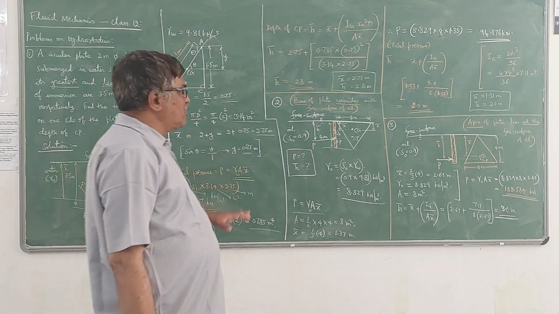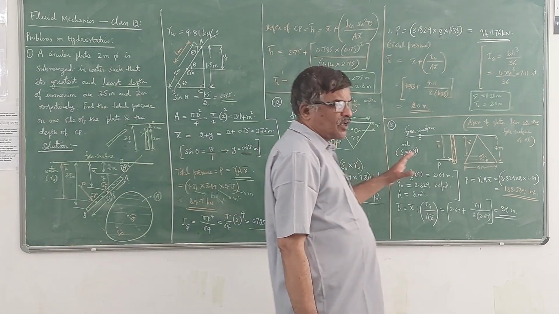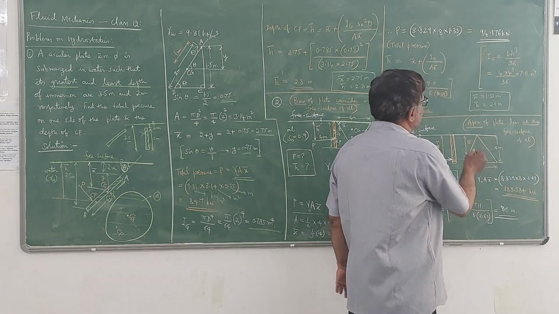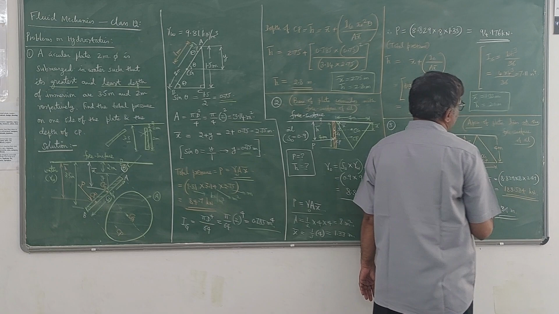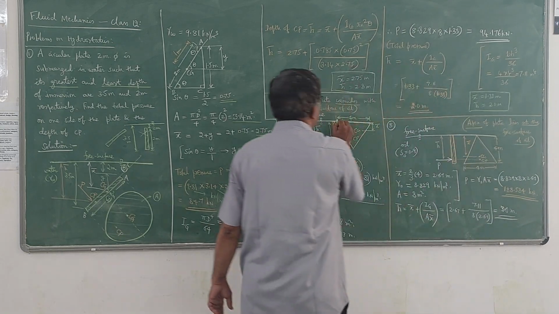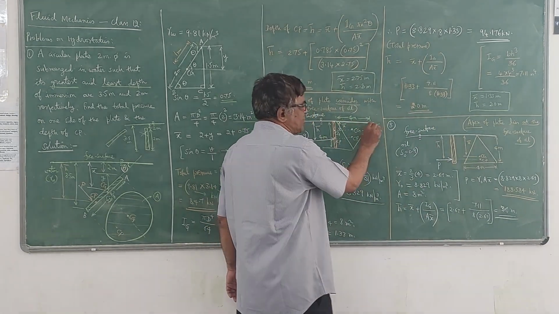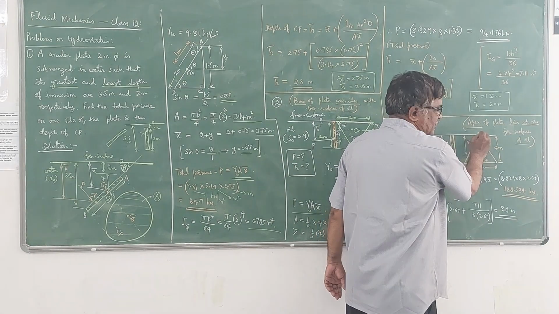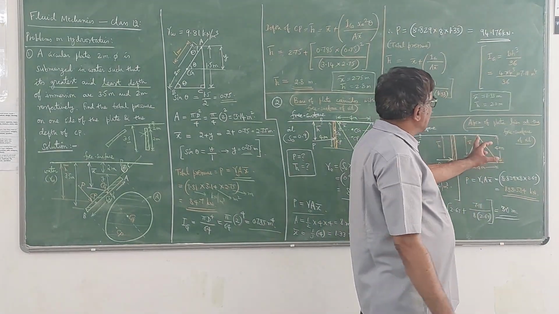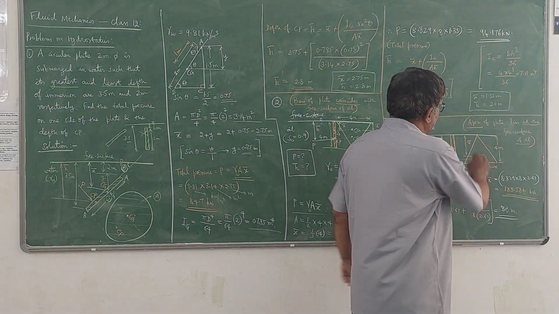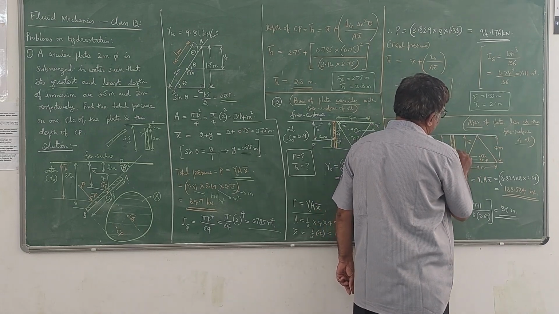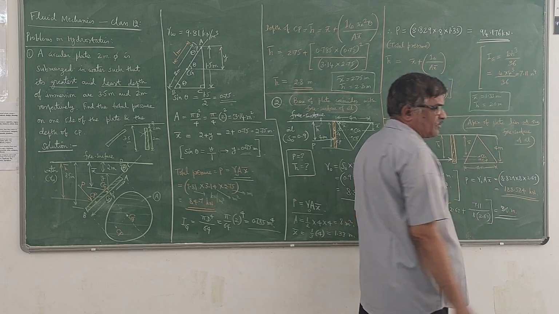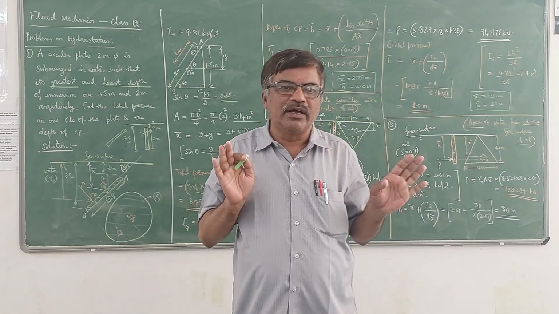Now the same problem, keeping all the other things the same, I will take the apex of the plate lying at the free surface of the oil. Instead of the base, where the base of the plate is coinciding with the free surface, here the apex, the vertex of the plate, is lying at the free surface. Then this is the diagonal. So in this case the values will be different. The X bar value is different here. All other values remain the same.